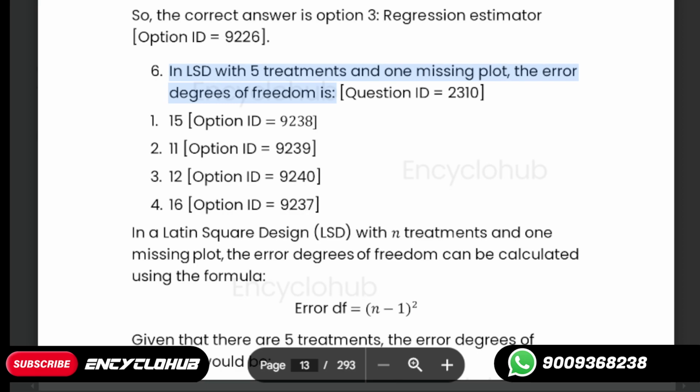In this video, we are discussing question number 6 of MSc Statistics from Delhi University.